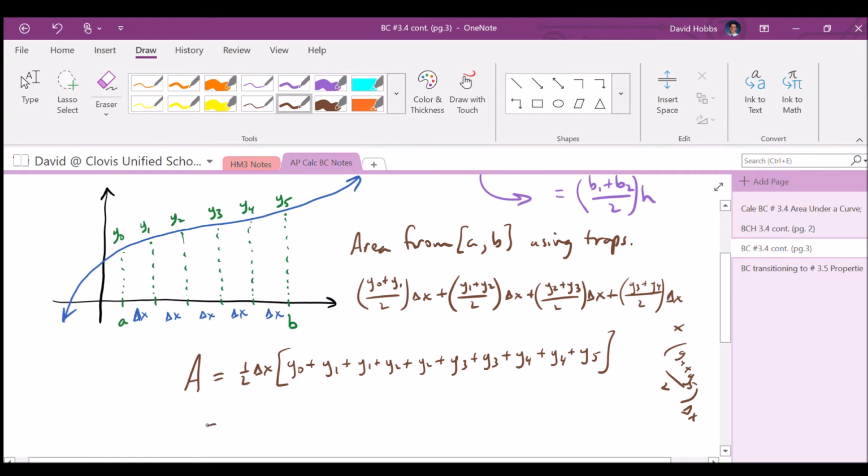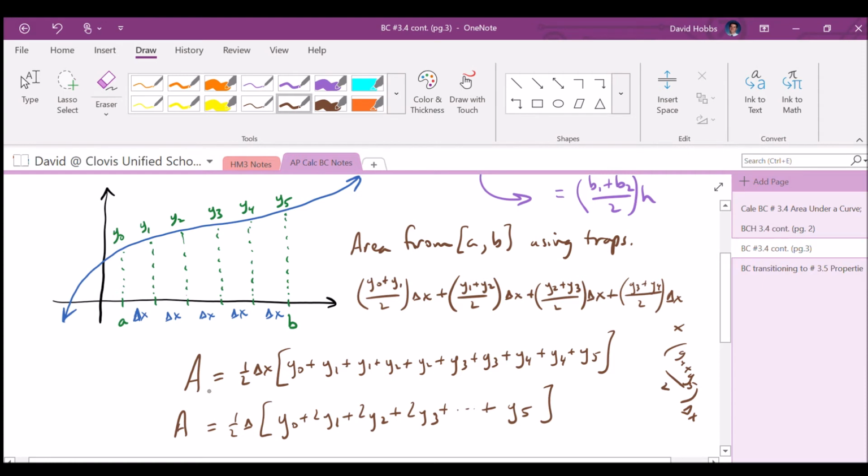So the trapezoidal rule is 1/2 times the delta x, and then you got y sub 0 plus 2y sub 1 plus 2y sub 2 plus 2y sub 3 plus, and you do it as many times as you need to. All the ones in the middle get doubled, and then the last one is just a single. So the first and the last one, those are just singles, and all the other ones in the middle are all doubled.